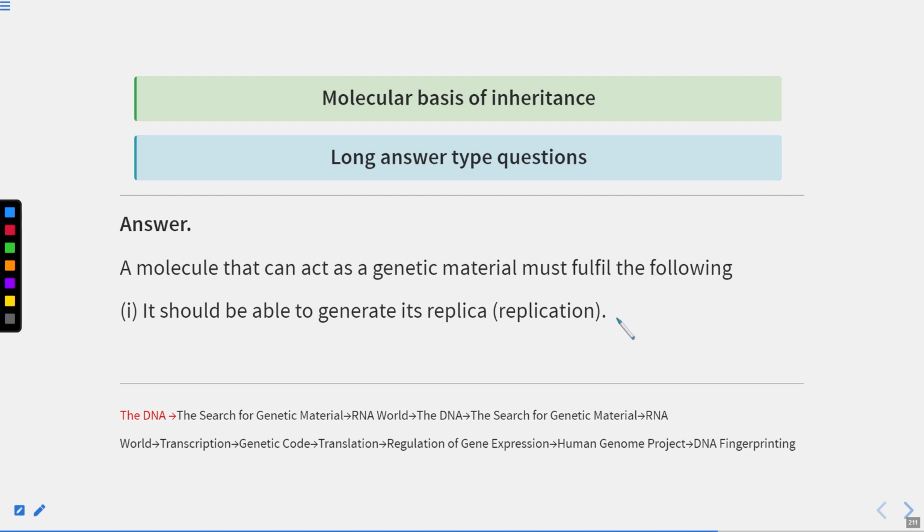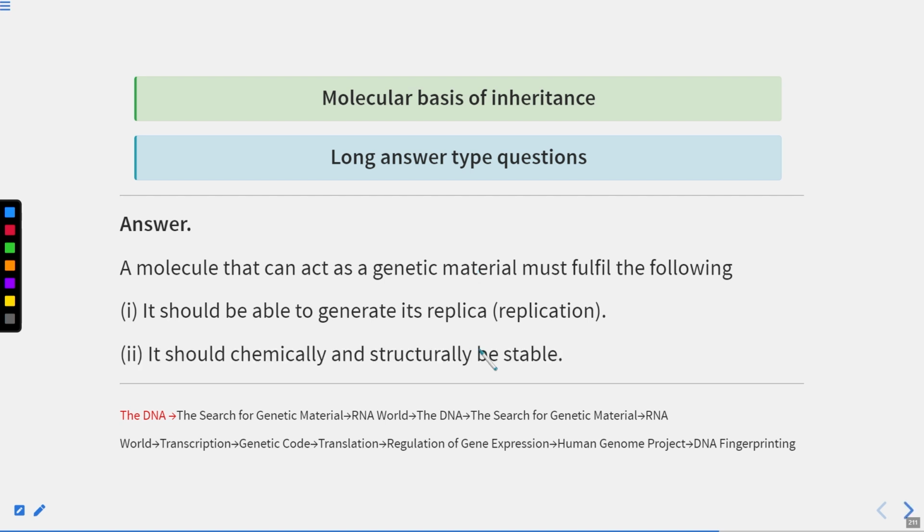It should be able to generate its replica, meaning it should be able to replicate, so as to produce more copies. This is important for the survival of the organism. And what is the basis of replication? The basis of replication is complementary base pairing. So A pairs with T and G pairs with C. This is the basis of DNA replication.